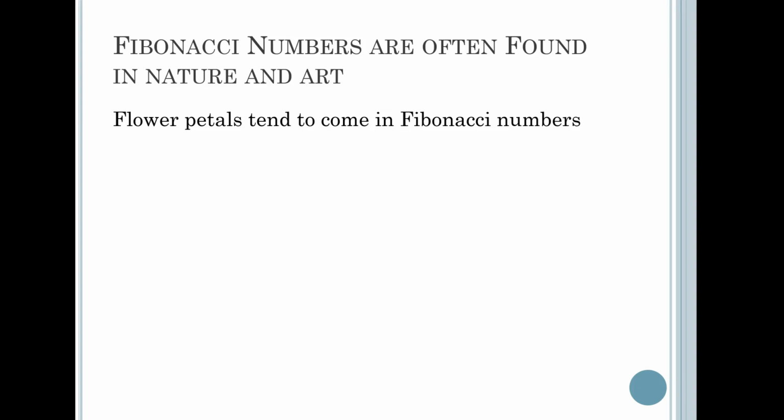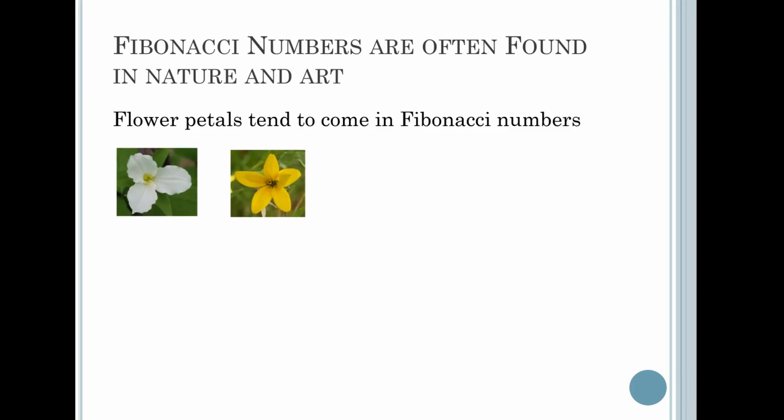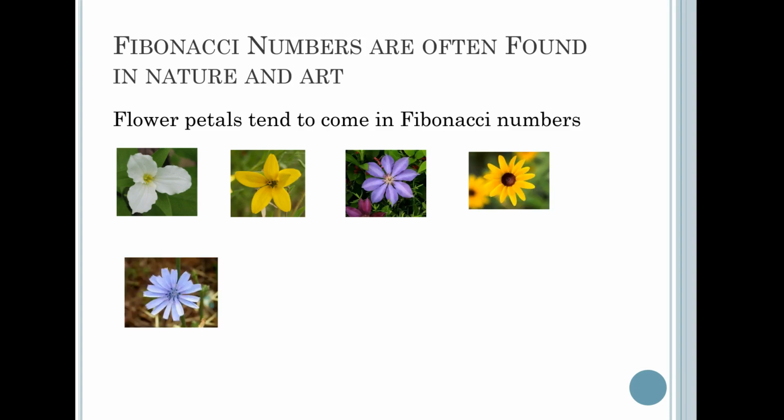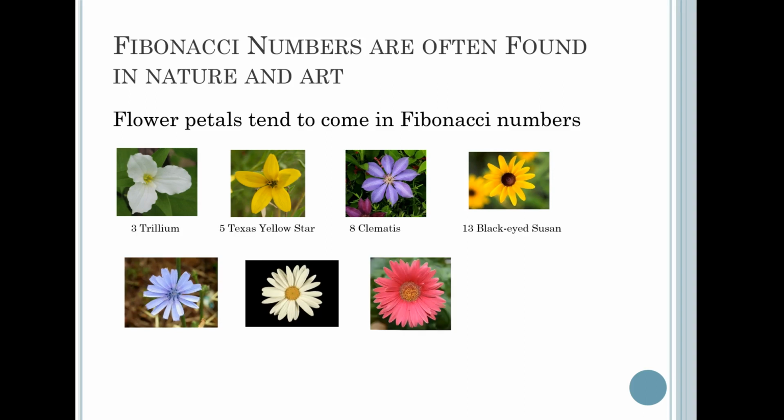So the cool thing about Fibonacci numbers is that you can find them in nature and in art, like in flower petals. Here's one with 3. Here's one with 5. Here's one with 8, 13, and it just keeps going like that. This is the Trillium, the Texas yellow star with 5 petals. And I bet you know the Black-eyed Susan with 13 petals. Chicory, daisy, and the one with 55 looks like another kind of daisy. I have no idea. But they're very pretty, right? And most of these flowers come in Fibonacci numbers.